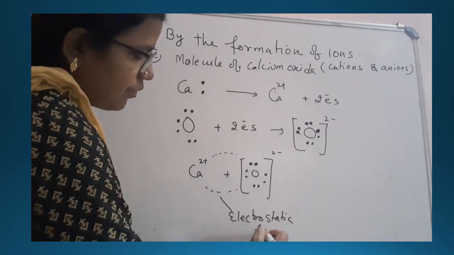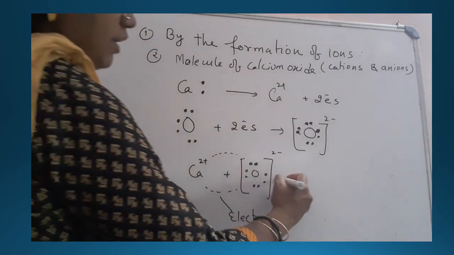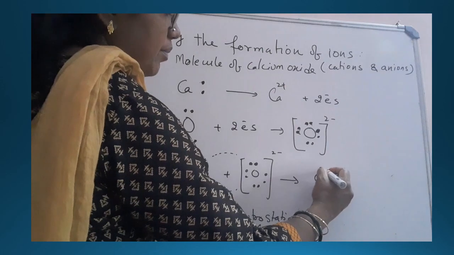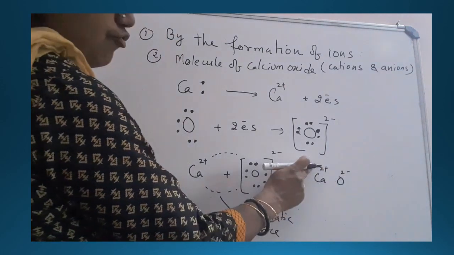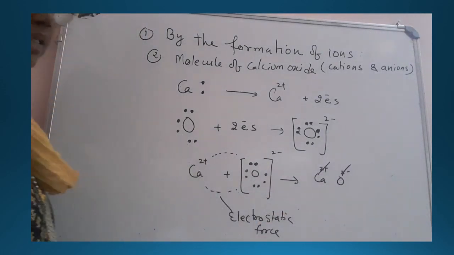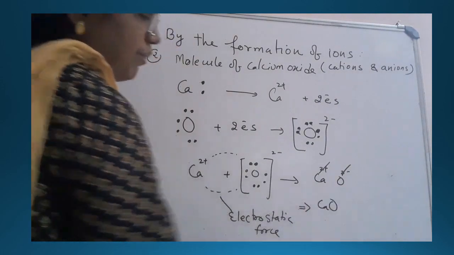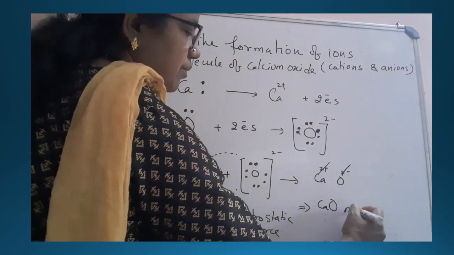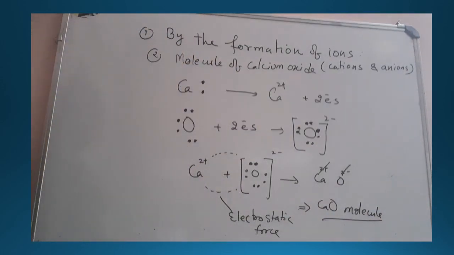Electrostatic force of attraction, and they form the bond. That bond we can call an ionic bond. As there are 2 positive and 2 negative charges, they cancel each other and it forms a neutral molecule of calcium oxide.